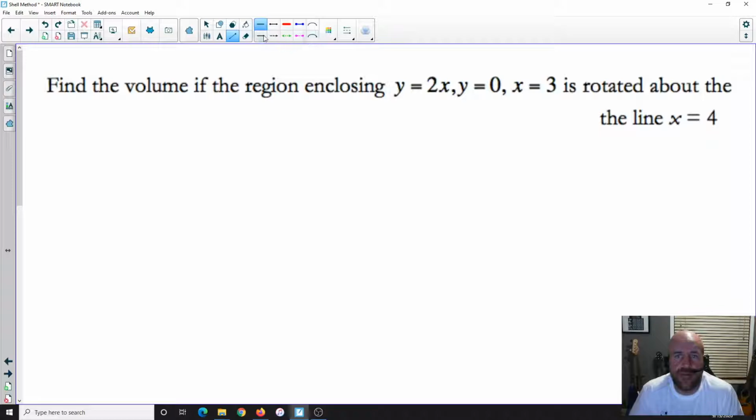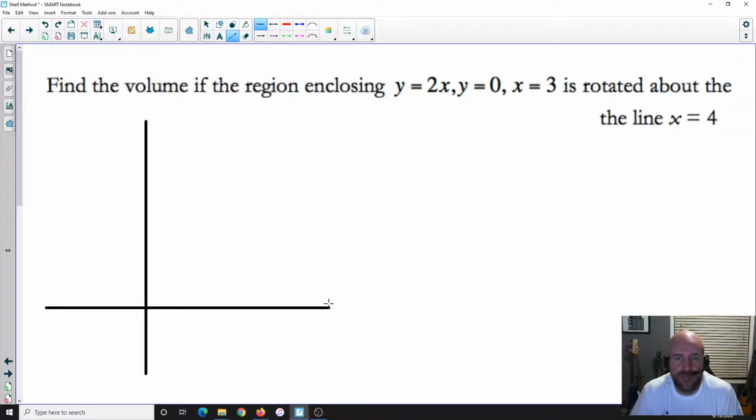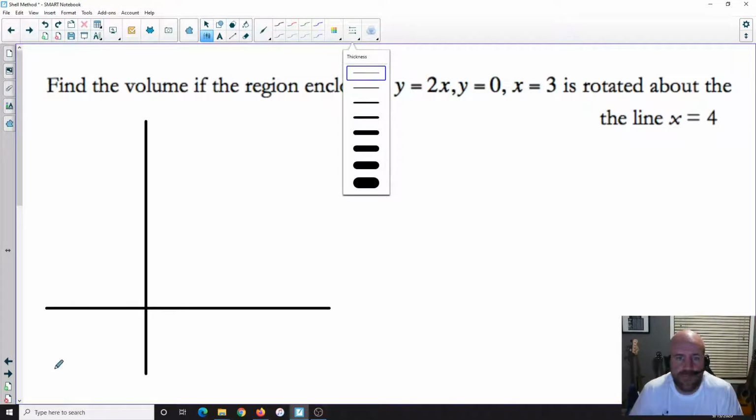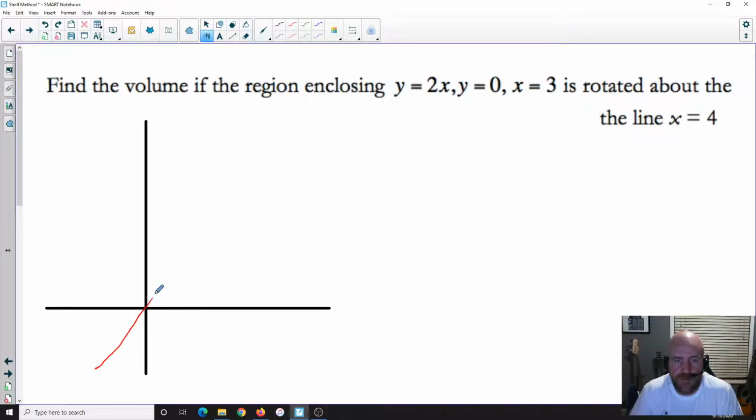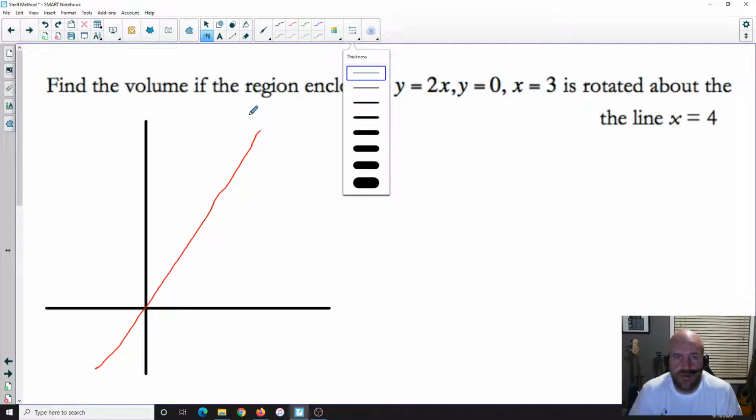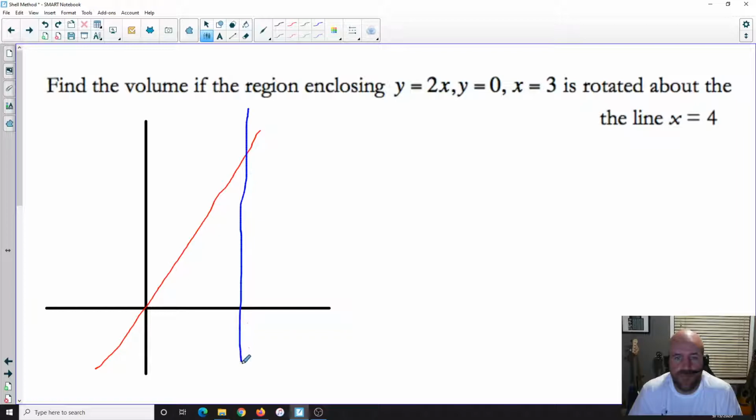So let me go ahead and sketch this out real quick. So again, it's always good to have a little picture of what's going on here. So if I took 2x, so something like this, and then y equals 0, we know that that is going to be the x-axis, and then x equals 3. So I'll go ahead and draw x equals 3. And we're looking at this region right in between the three functions that are given.